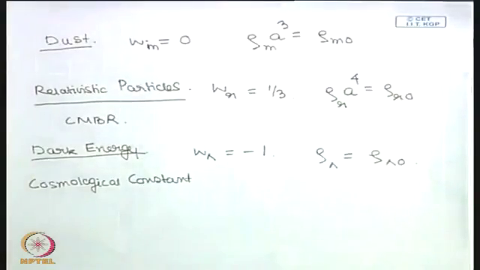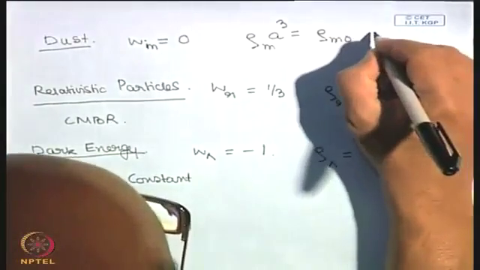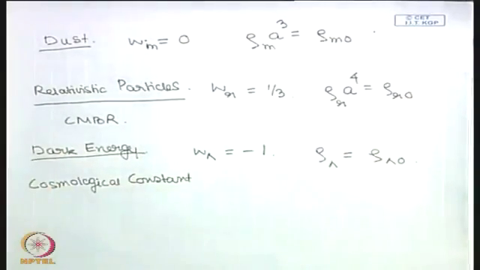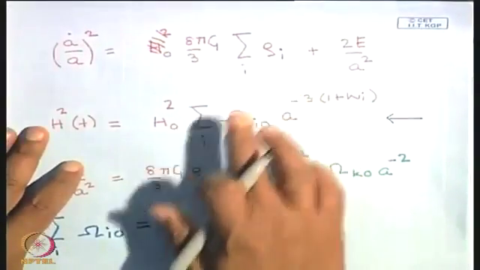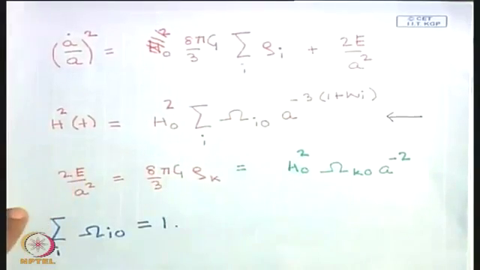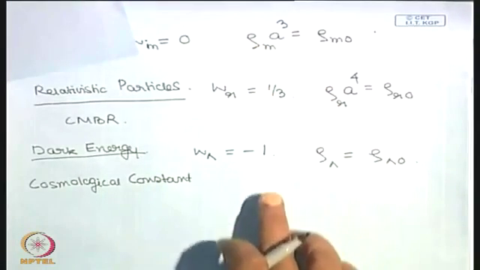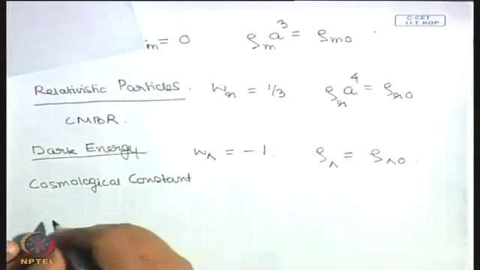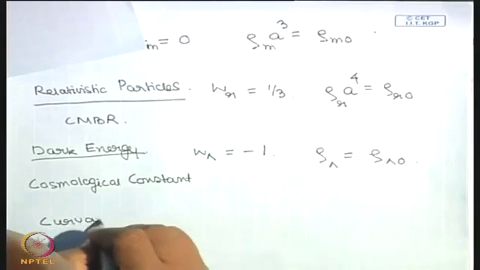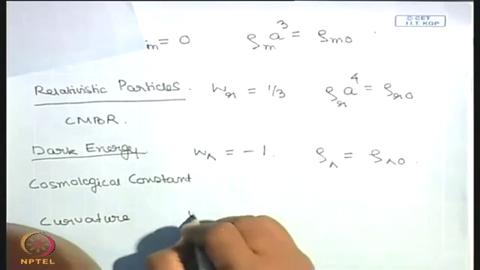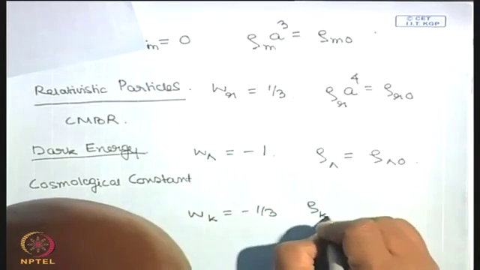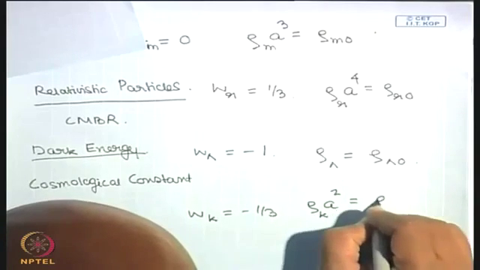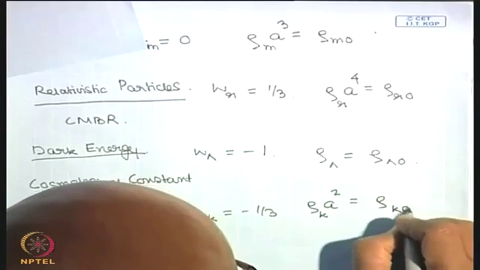So, let us briefly just look at the solutions. Okay. So, before we look at the solutions, let us look at the behavior of the right hand side of this equation in a situation where we have a combination of all these terms and we have the curvature also. Okay, let me put the curvature here on the same paper. For curvature, this is equal to minus 1/3 and rho curvature a square is a constant.